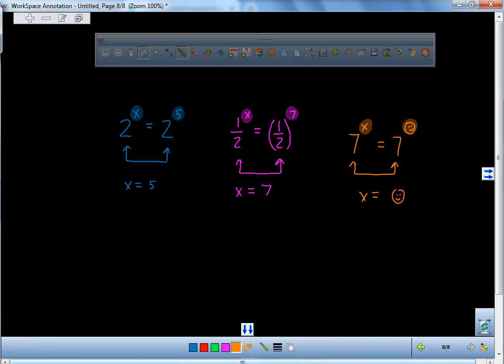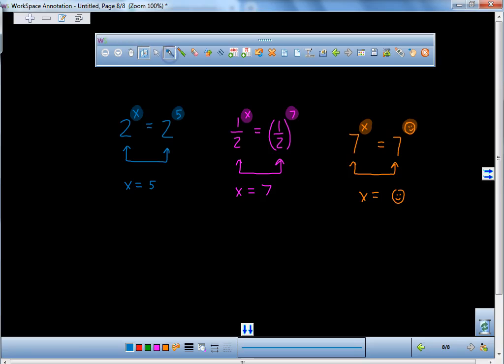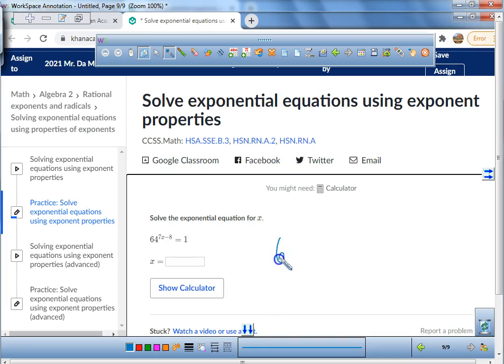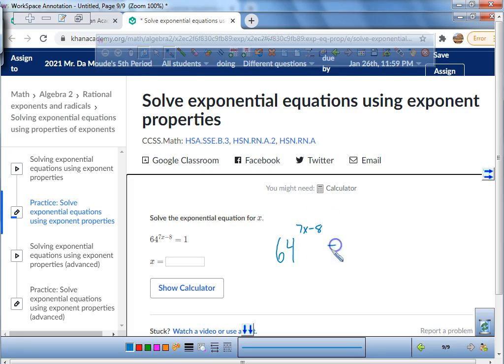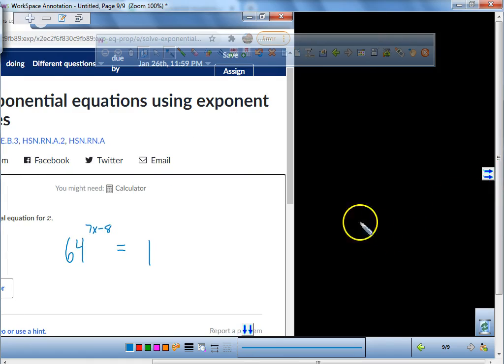So if we go back to our problem right here, sorry about that, I'm going to write a little bit bigger. It says 64 to the power of 7x minus 8 equals the number 1. Are these bases equal? No, they're not, are they? Okay. So we have to know a little bit about the properties of exponents. Here's what you need to understand.